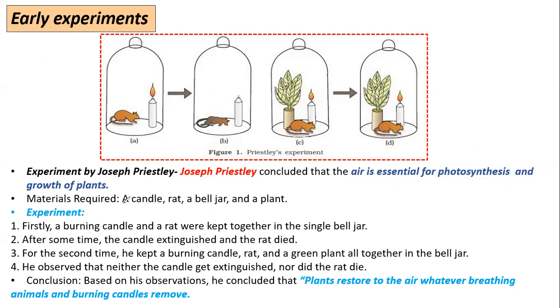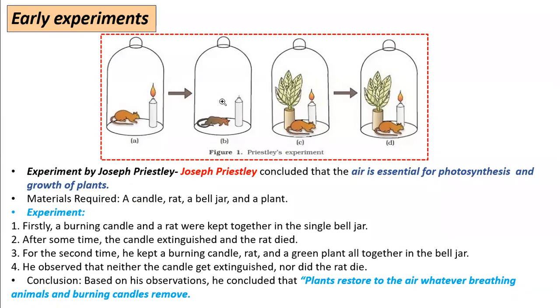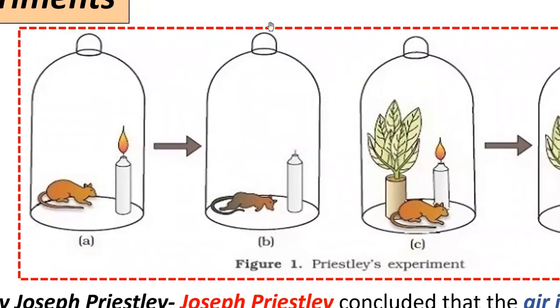He took a candle, a rat, a bell jar, and a plant. Look at diagram number A, let me zoom that for you so that the diagram will be perfectly clear for everyone. So this is the diagram on the screen. Look at diagram number A. He put a burning candle along with a live mice. Okay, and finally what happened? The rat died, along with what? The candle was extinguished as well.